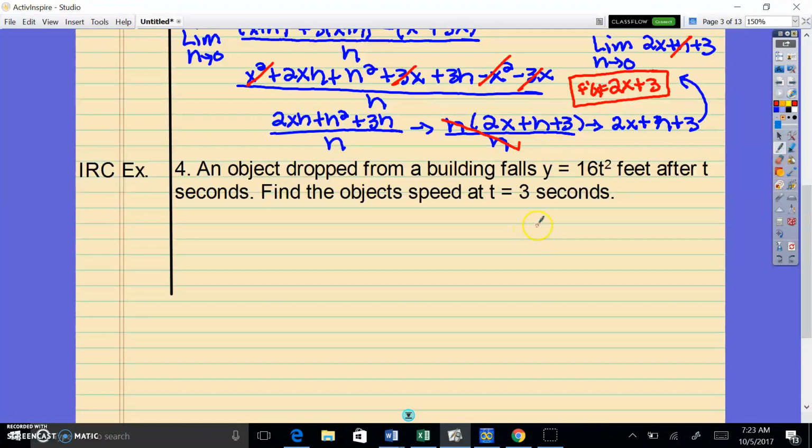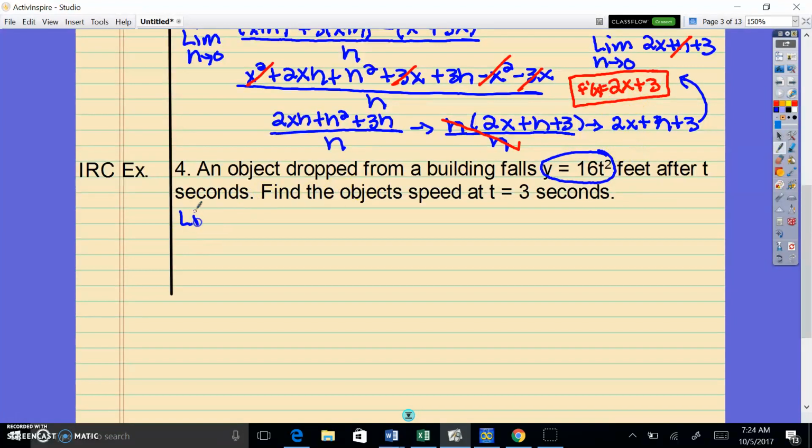So one way to do this would be the old way. Pick 2 points, t equals 3 and maybe t equals 3.001, and then approximate. Well, that's the old way. The new way is to use derivatives, because the derivative is the instantaneous rate of change of any quantity. In this case, we're going to take the instantaneous rate of change of y equals 16t squared. And we're going to use our formula.